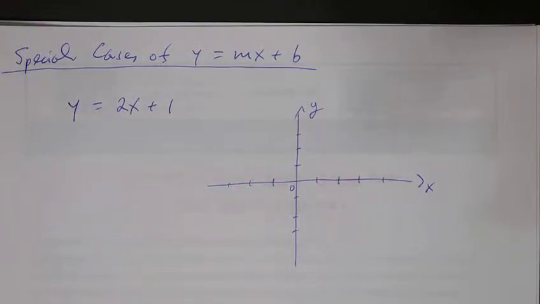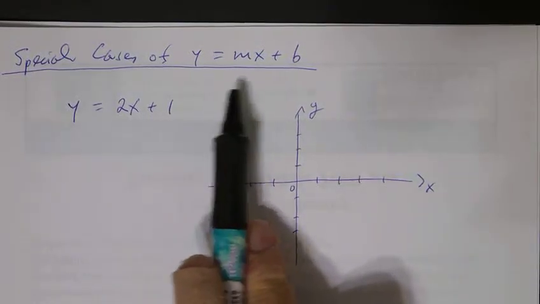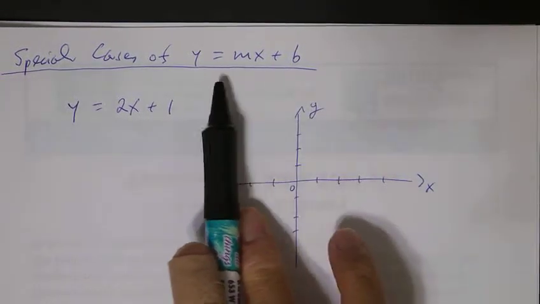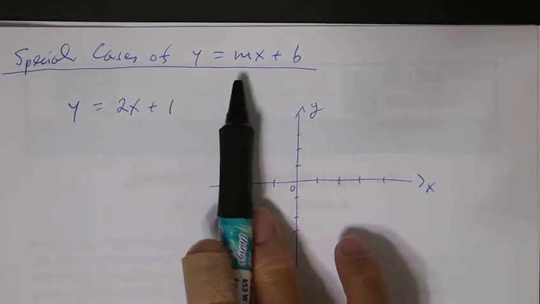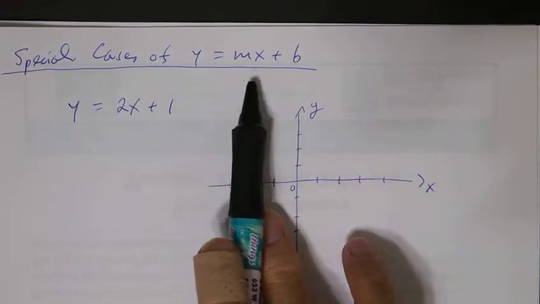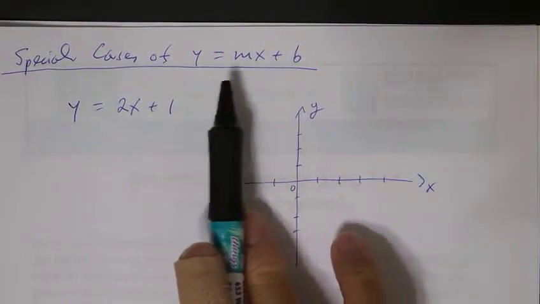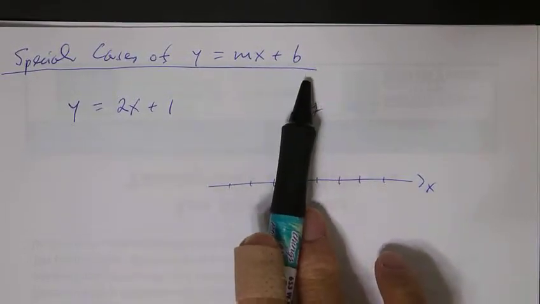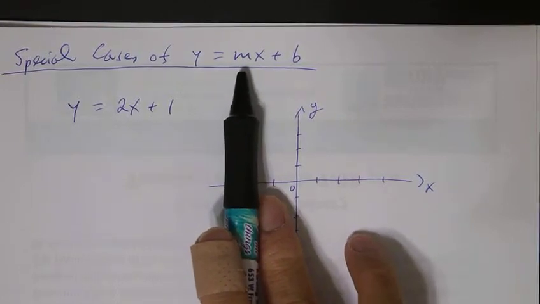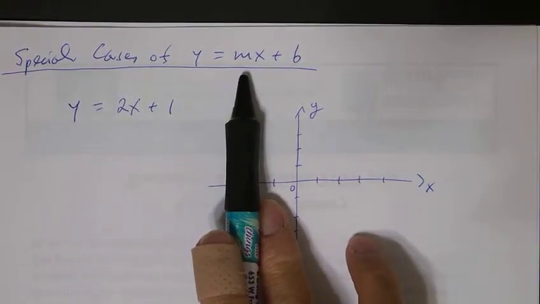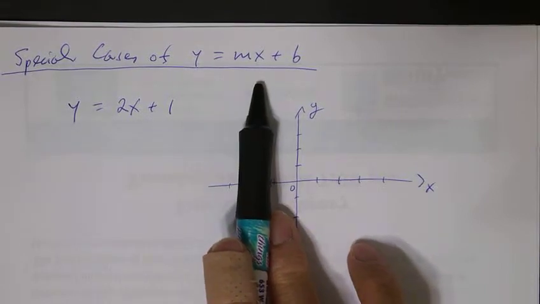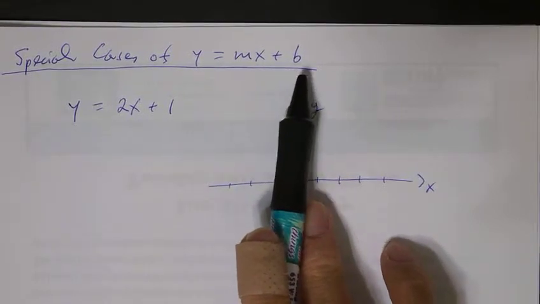In this video clip, I'd like to discuss some special cases of y equal to mx plus b. I'm pretty sure that most of you have studied this form in junior high, high school, or junior colleges. As you may recall, this is called the slope-intercept form. M stands for slope. What does slope mean? Slope means steepness, like rise over 1. And then b means y-intercept.